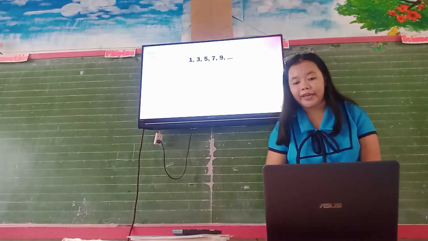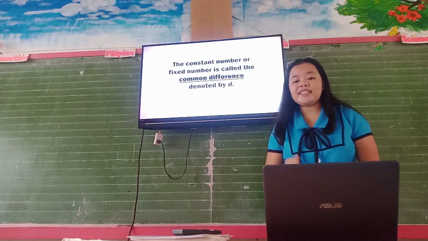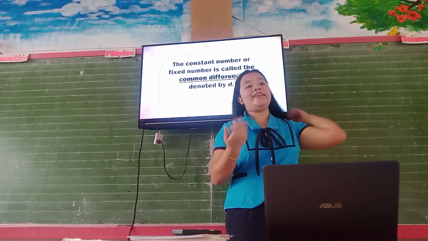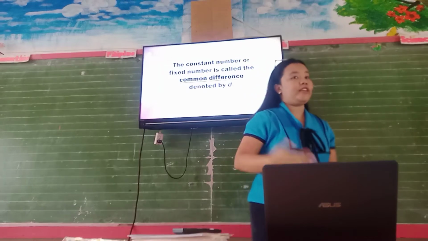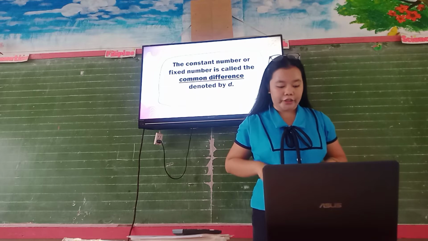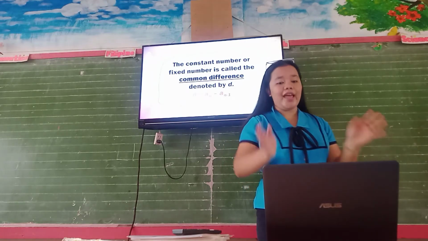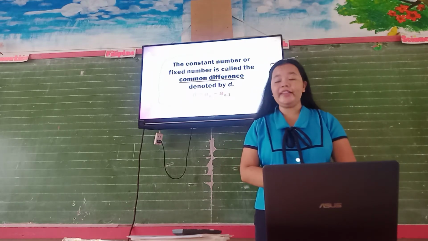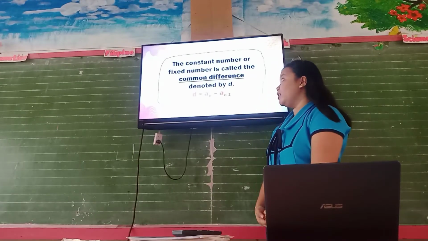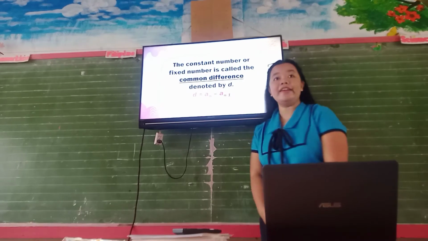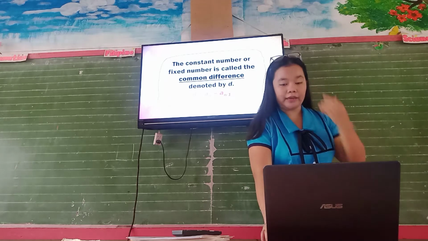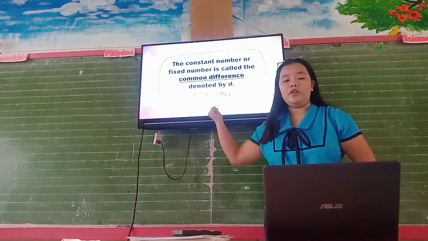To further elaborate, the constant number or fixed number is called the common difference, and it is denoted by small letter d. And we have here the formula for finding the common difference. We have d is equal to a sub n minus a sub n minus 1. Is this clear? Okay, very good.